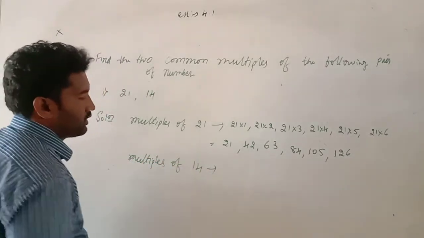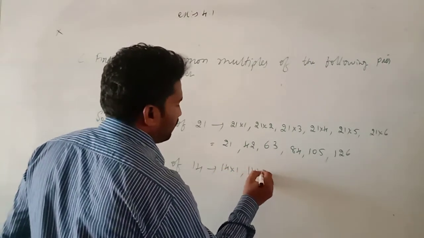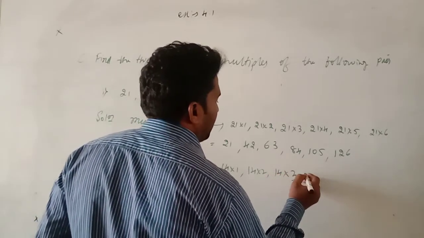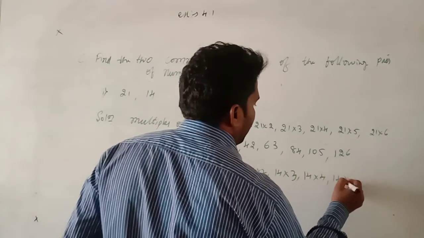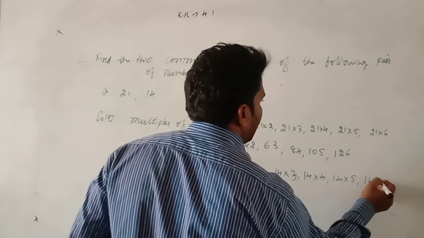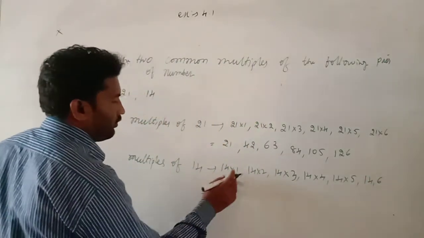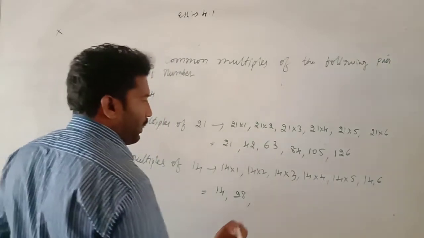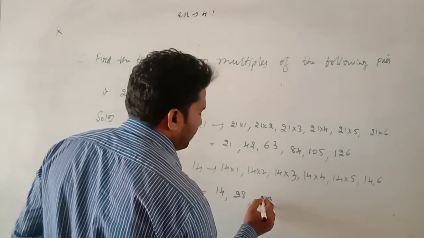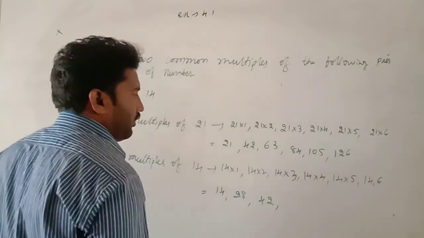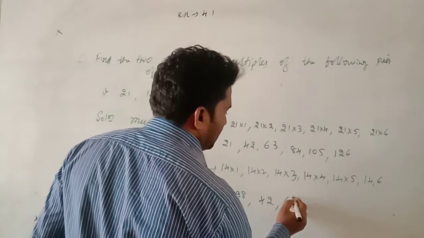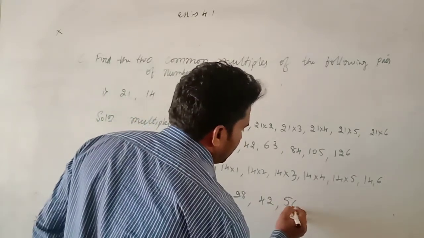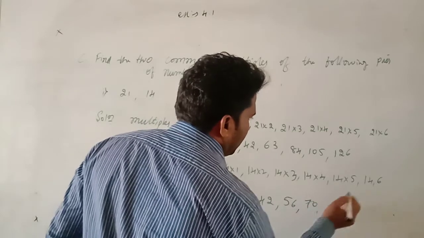Now the multiples of 14. 14 times 1 is 14, 14 times 2 is 28, 14 times 3 is 42, 14 times 4 is 56, 14 times 5 is 70, 14 times 6 is 84.